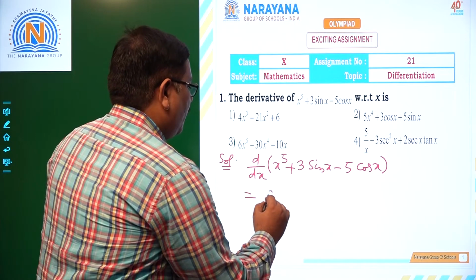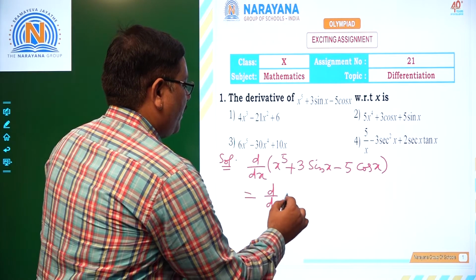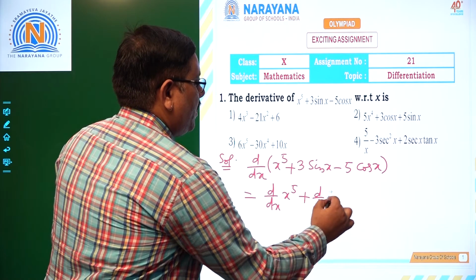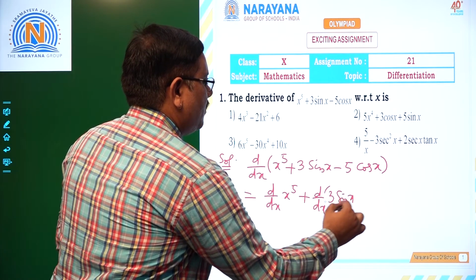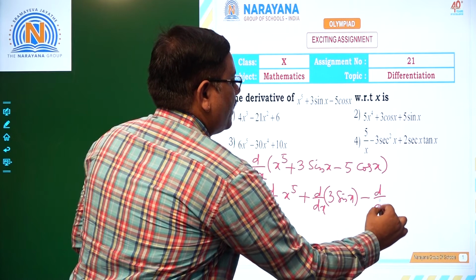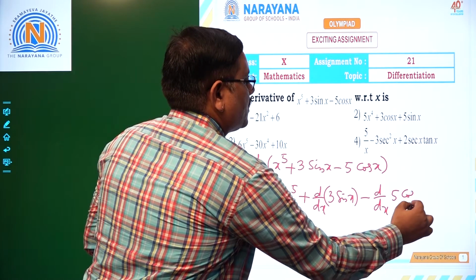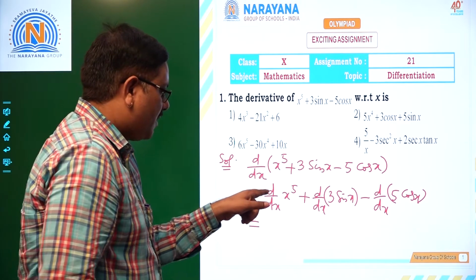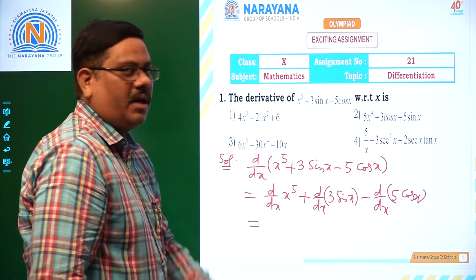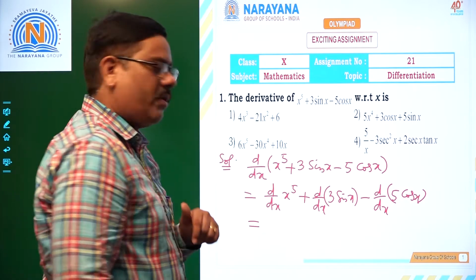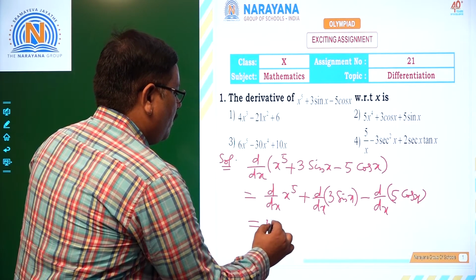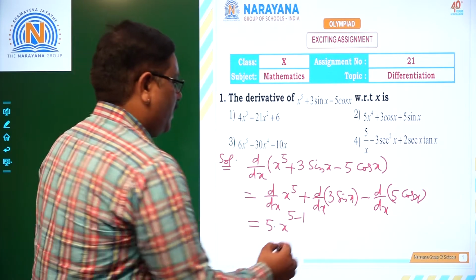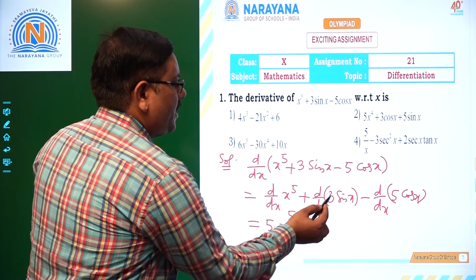It means we can write it as d by dx of x power 5 plus d by dx of 3 into sin x minus d by dx of 5 into cos x. Next, if you look at this, it is in the form of d by dx of x power n. d by dx of x power n is given as n into x power n minus 1. Plus here d by dx of 3 sin x.